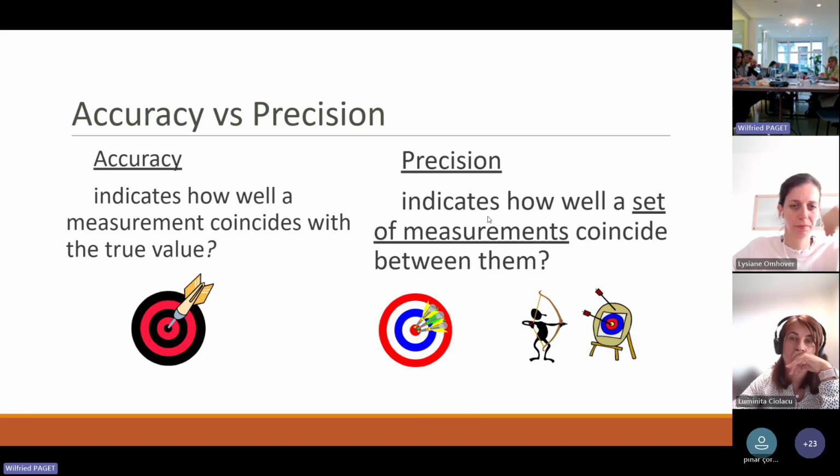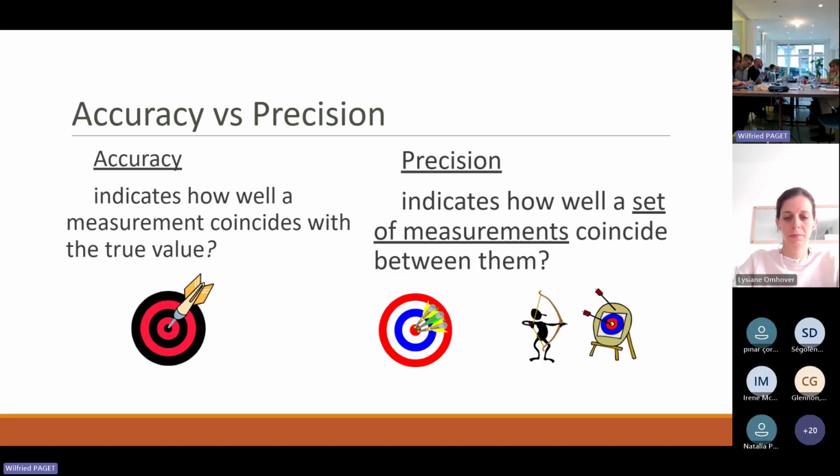Okay, so the next is accuracy versus precision, and this is very close to the previous definition. Accuracy indicates how well a measurement coincides with the true value. This is when we say we have an accurate measurement. It's different from a precise measurement, because precision indicates how well a set of measurements coincide with each other. To talk about precision, we need a few measurements in order to know if some estimate is precise.